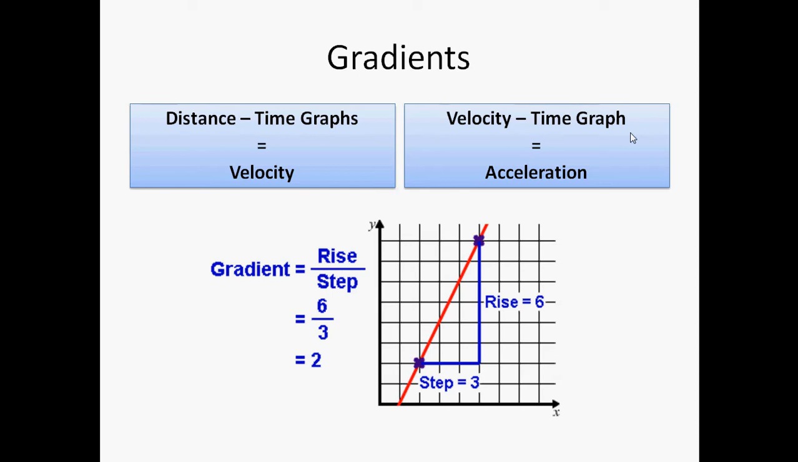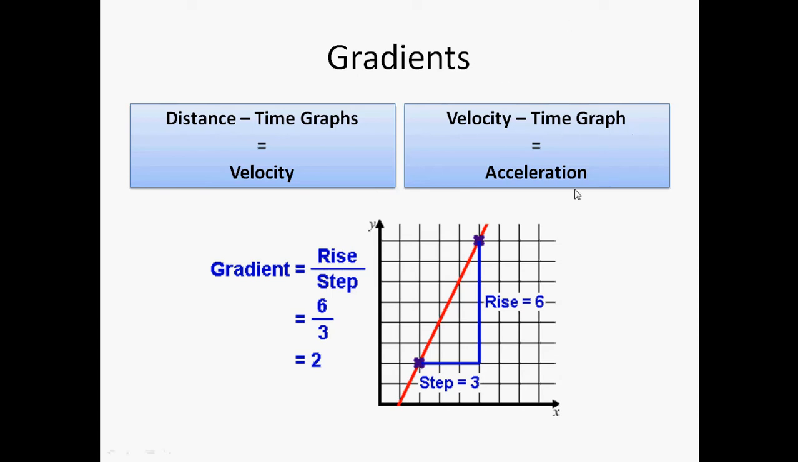So again, if I figure out how much I changed in velocity, the y-axis, over the time that it took me, the x-axis, I get acceleration, okay? And this goes both for accelerating motion or decelerating motion, okay? Now, in case you don't know how to calculate the gradient, it is calculating the rise that you had over the step that it took for you to have this rise.